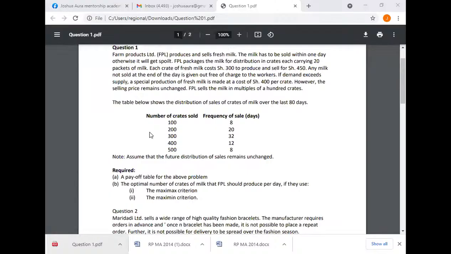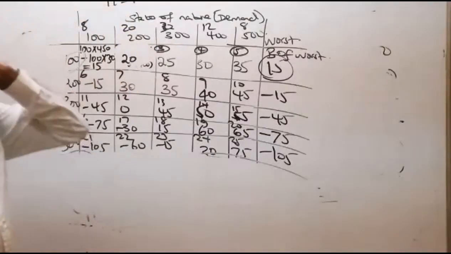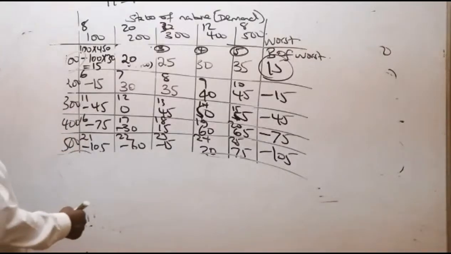Of course, to get these probabilities, I would have used the frequencies: 8, 20, 32, 12, and 8. So can somebody give me the total frequency? We normally use frequencies to get probabilities. Yes. Add the frequencies of sales and divide each frequency by the total. So they're telling me that the total is 80.